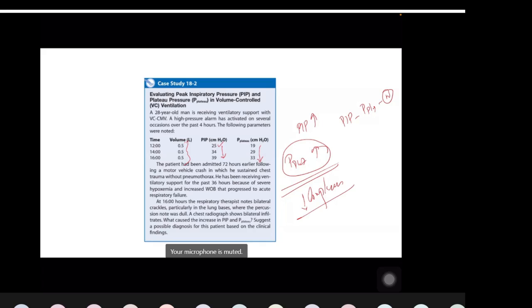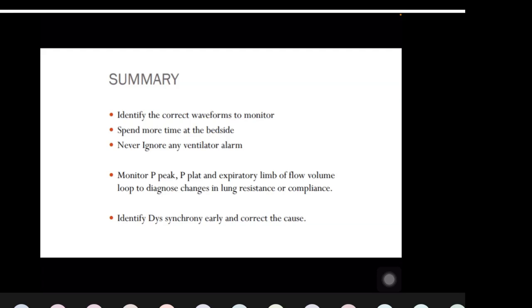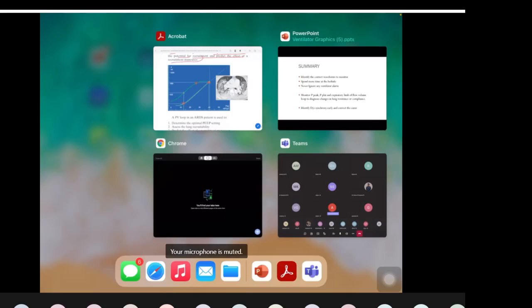So always you have to consider these possibilities in your mind while examining the patient at bedside and assessing the ventilator graphics. To summarize, it's important to identify the correct waveforms to monitor the patient, spend more time at bedside, never ignore any ventilatory alarm, monitor the P peak, P plat, and expiratory limb of flow volume to diagnose changes in lung resistance or compliance, and identify dysynchrony early and correct the cause. Thank you.